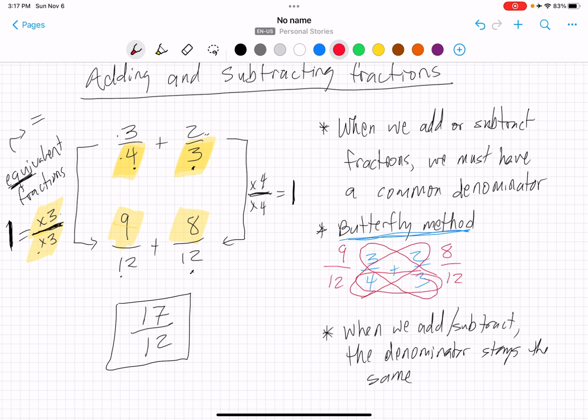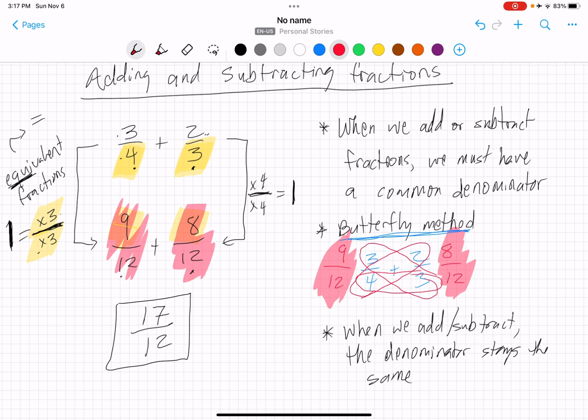So this is kind of a neat method to help us find the same answer, but recognize that these are still equivalent fractions. So we still have the 9/12 over here and the 9/12 over here, and the 8/12 here and the 8/12 here. Okay.